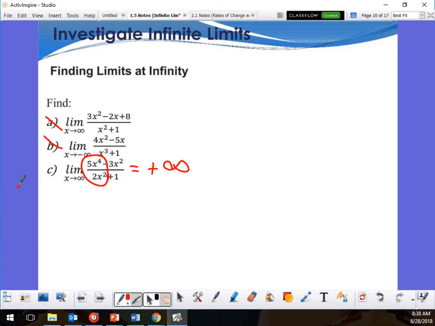If you plug in infinity to the 4th, it's going up so much faster than x squared, or infinity squared, right? So it's racing to infinity faster than the bottom would be to hold it down. Does that make sense? Okay. So the bottom will pull it down to 0, and the top will pull it up to infinity. Does that make sense? Good.